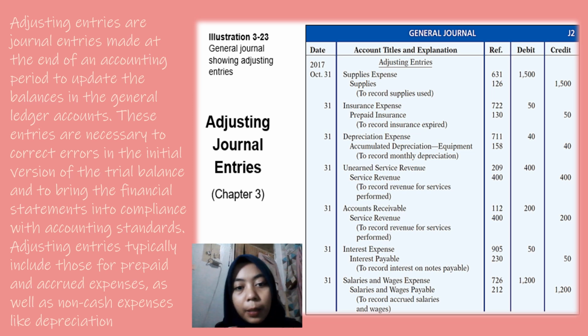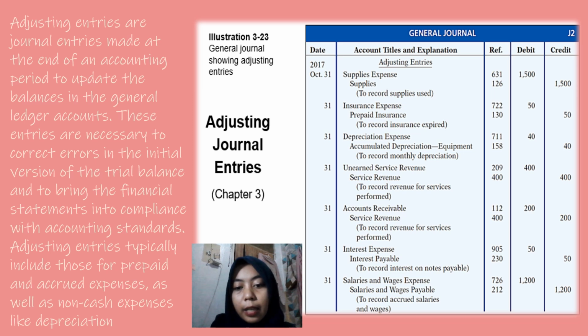So this is the example for adjusting journal entries. There is supplies expense to supplies, to record supplies used. There is insurance expense to prepaid insurance, to record insurance expired. And then depreciation expense to accumulated depreciation equipment, to record monthly depreciation. And then unearned service revenue to service revenue, to record revenue for services performed. And then accounts receivable to service revenue, to record revenue for services performed.